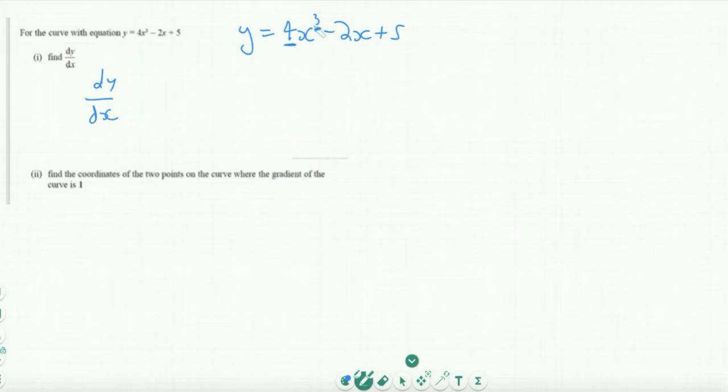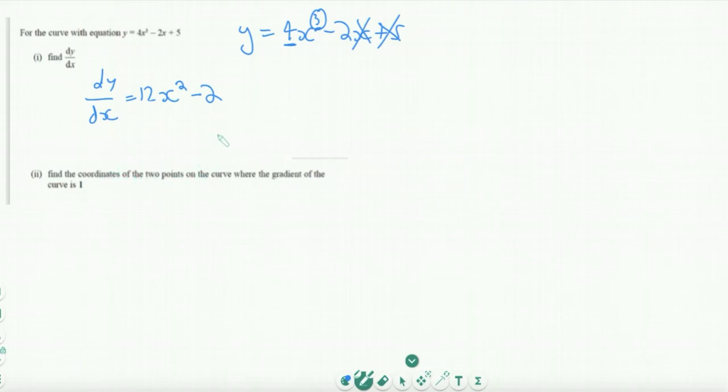4 times 3 is 12. X, 3 minus 1 is 2. Minus 2x, x is by itself, so that cancels out. So minus 2. Plus 5, it just disappears. So that's dy over dx done.